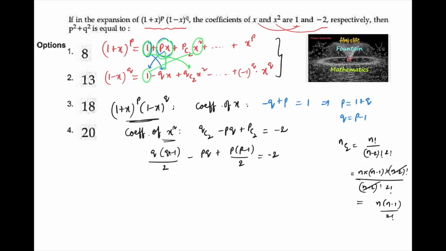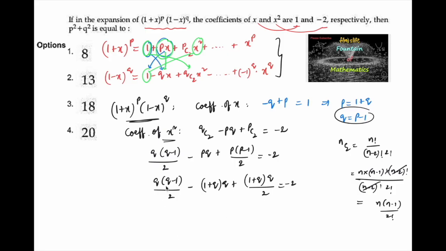And we have q into (q minus 1) divided by 2 minus p q, where p we can write as 1 plus q, and p minus 1 we can write as q, divided by 2, which is equal to negative 2.